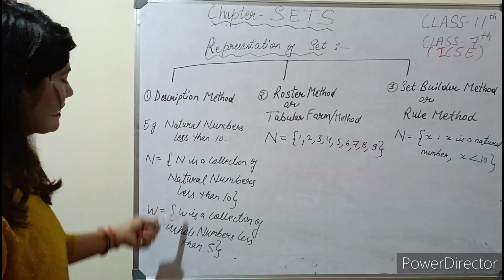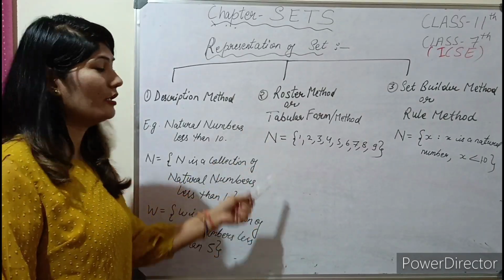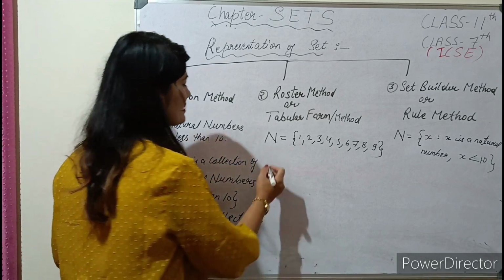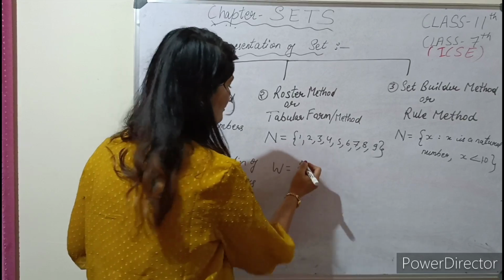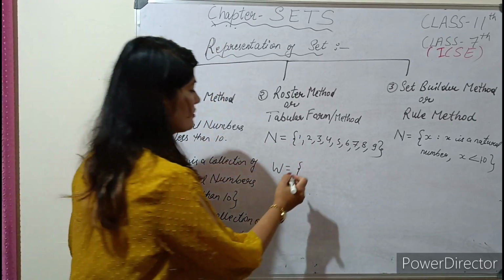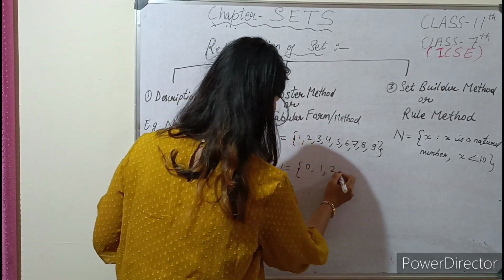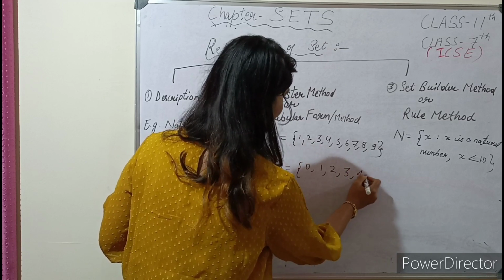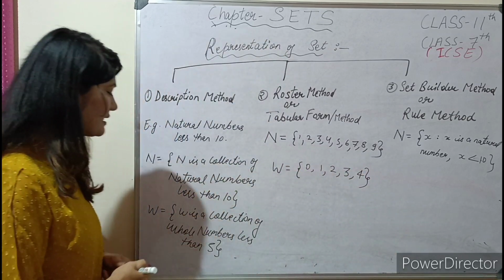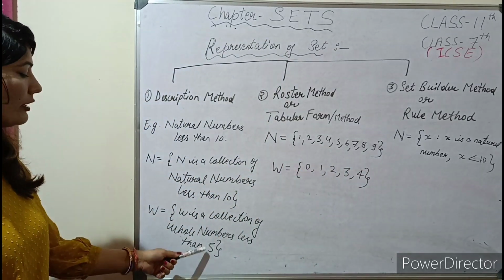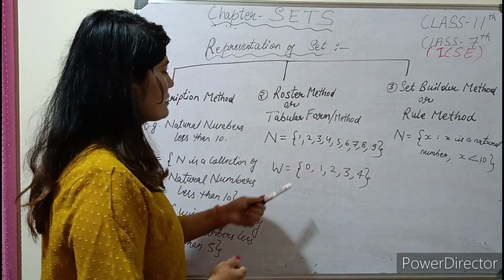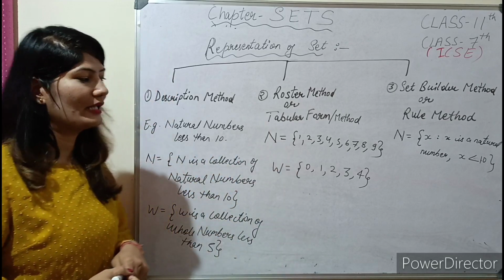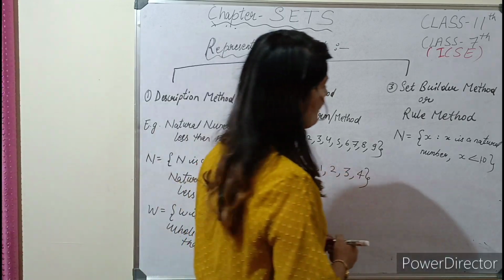If you have to write the same example in the roster method or in the tabular form, it's very easy. You write capital W is equal to, make the bracket. Whole numbers start from 0. So 0, 1, 2, 3 and 4. Because here the example is less than 5. Okay. You will not count 5 here. You will take the numbers less than 5. So this is the way to represent in the roster method.